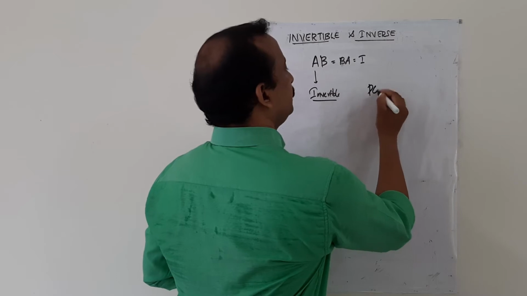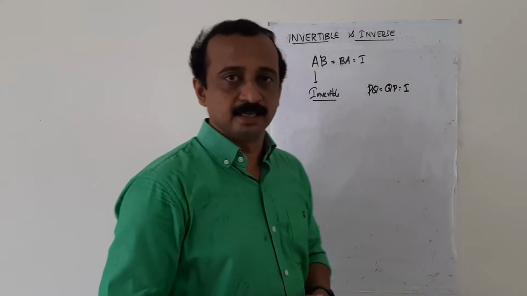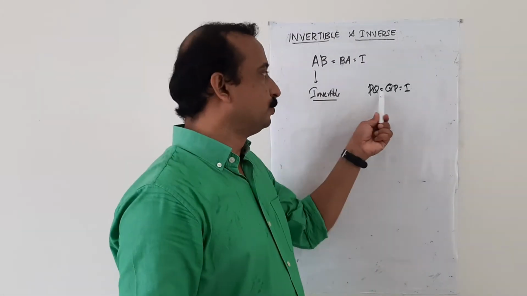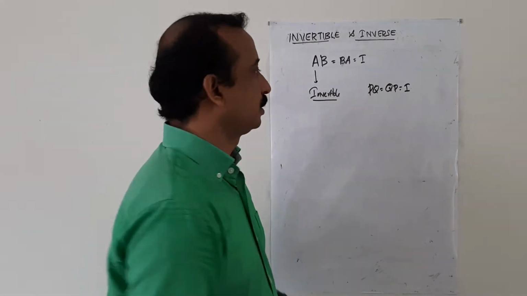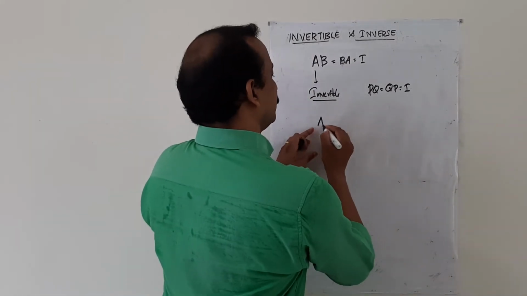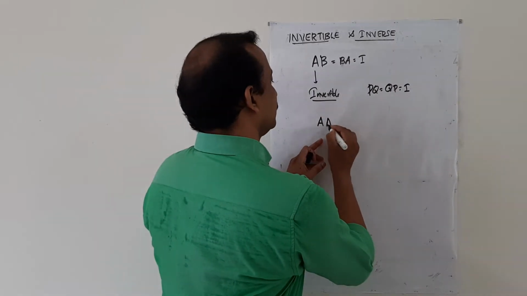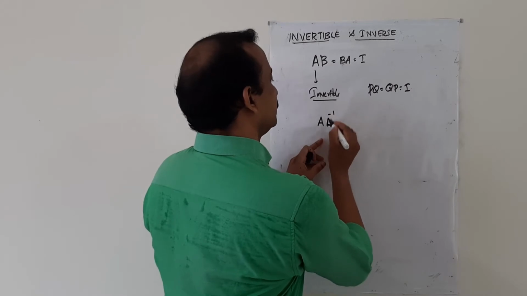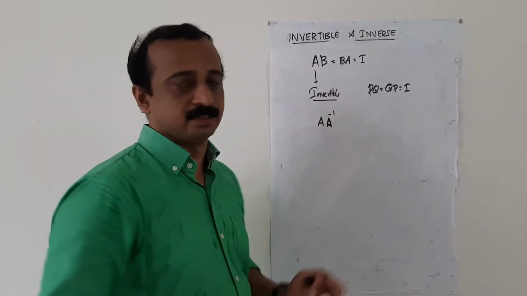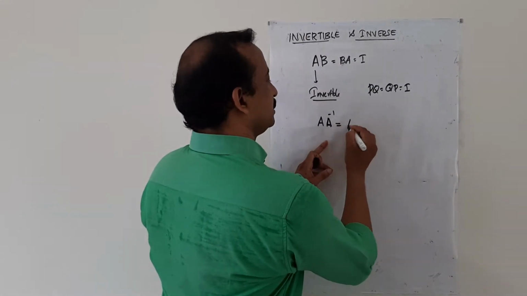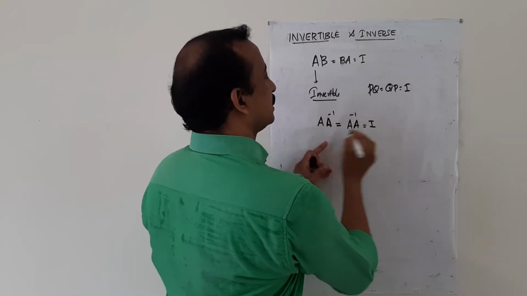Suppose PQ is equal to QP is equal to I. Then P is called an invertible matrix, Q is called the inverse of P, and also P is called the inverse of Q. Suppose we are given only one matrix A. Its inverse is denoted by the symbol A inverse, that is, A raised to the power minus 1. Here B corresponds to A inverse. Then A into A inverse is equal to A inverse into A is equal to the identity matrix.